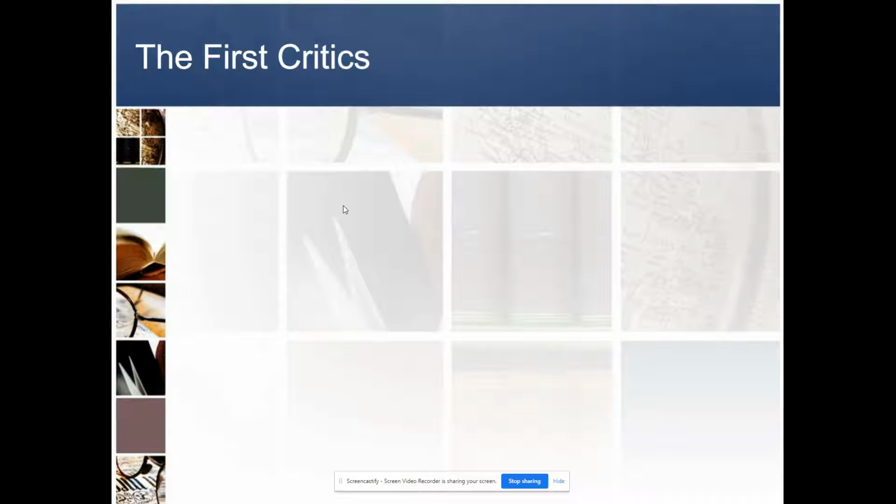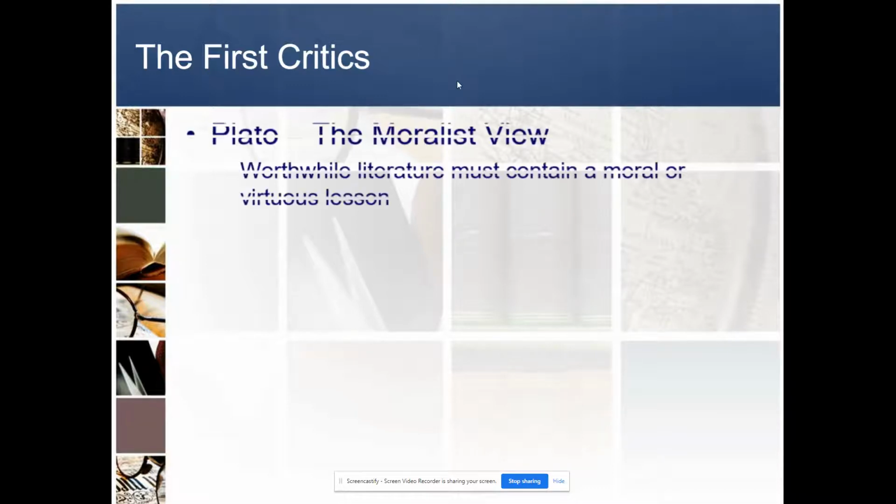Where did this all begin? Well, it began in ancient Greece. Plato was the first literary theorist, and he believed that in order for literature to be worthwhile, it must have a moral or virtuous lesson. It must teach you how to be a better person. And this was really the view that held greater sway up until Shakespeare's day, really. You learned back when we were reading Hamlet that the theater was not really considered a moral place to go. It was kind of looked down upon because what was being presented there didn't teach a moral lesson. Moral was very connected to religion at that time.